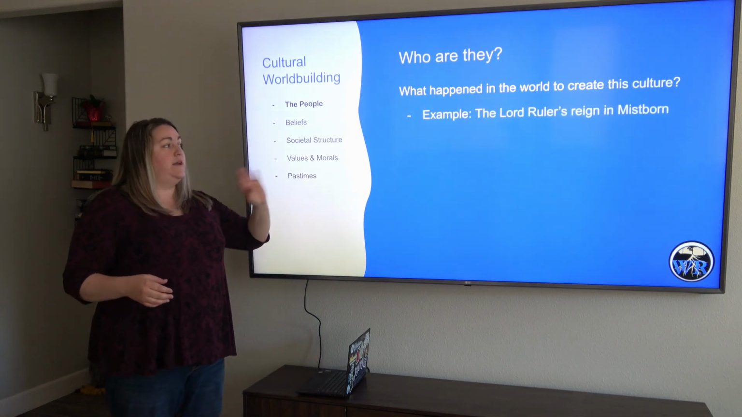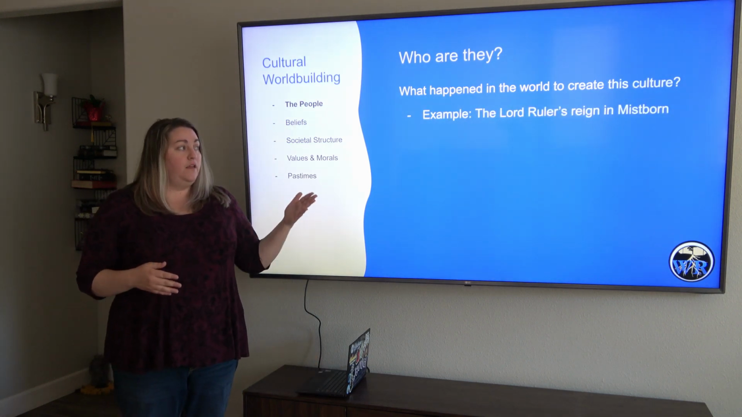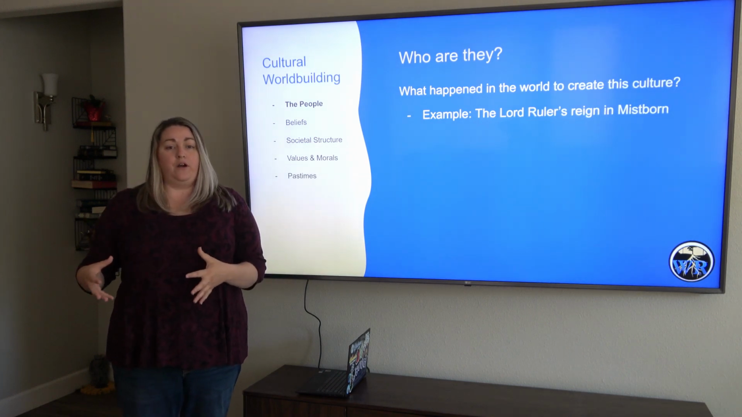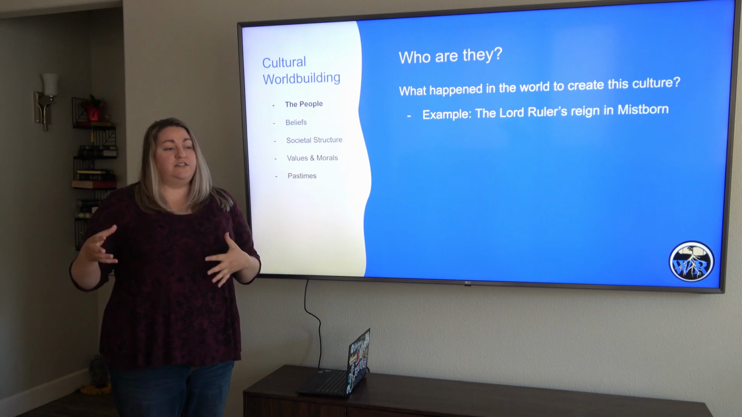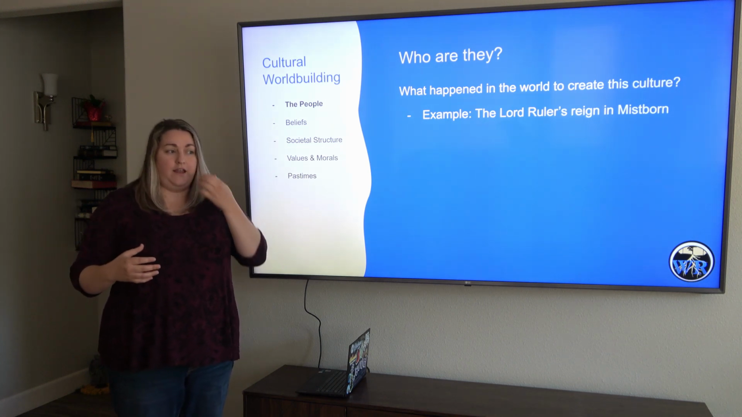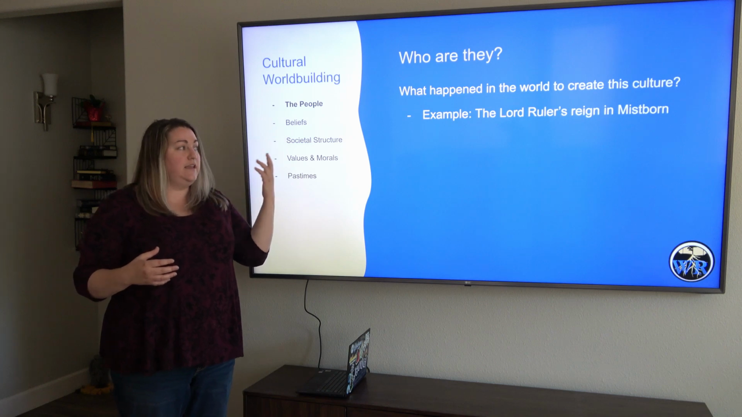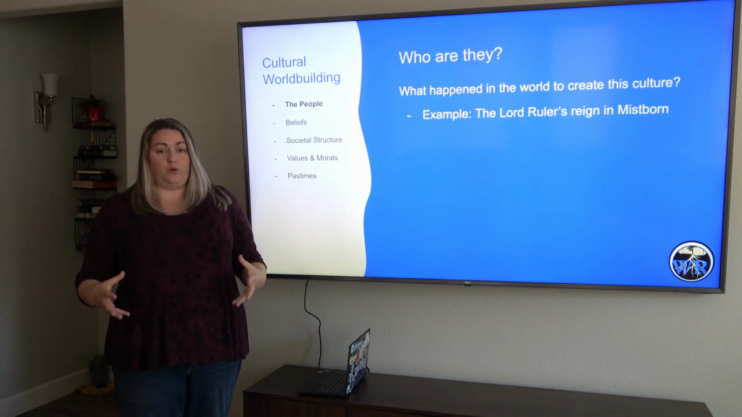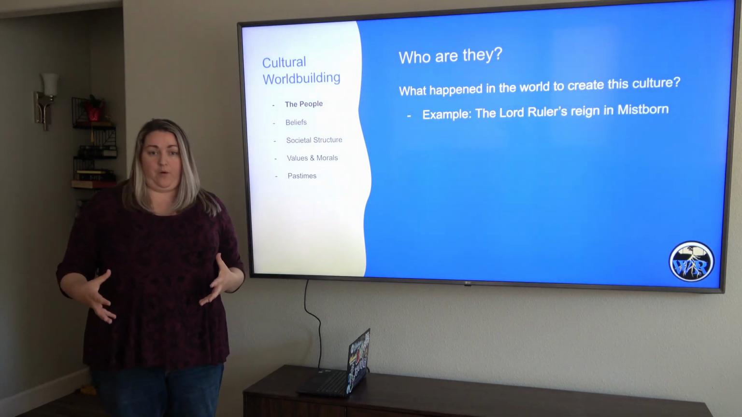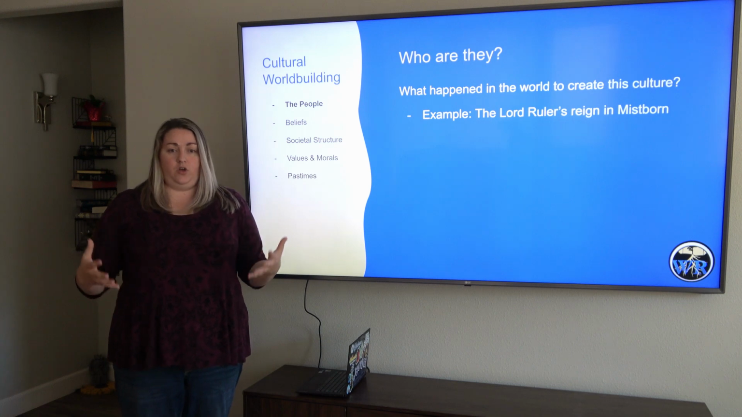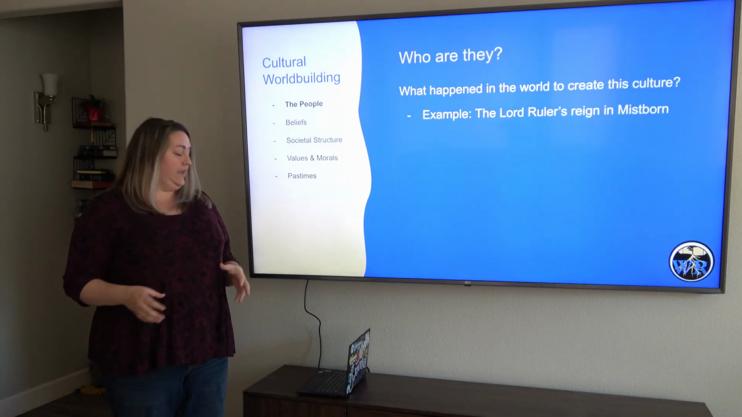So, one example of that is from Mistborn. The Lord Ruler, how he came to power made a lot of difference in how the world was formed. And a little bit of spoilers, he had a lot of influence on the actual physical world itself when he came into power. His decisions defined the culture of his society.